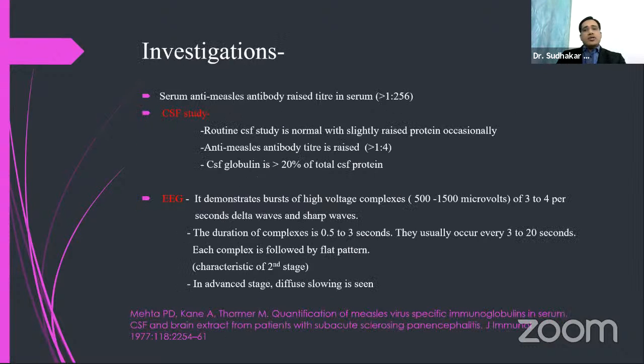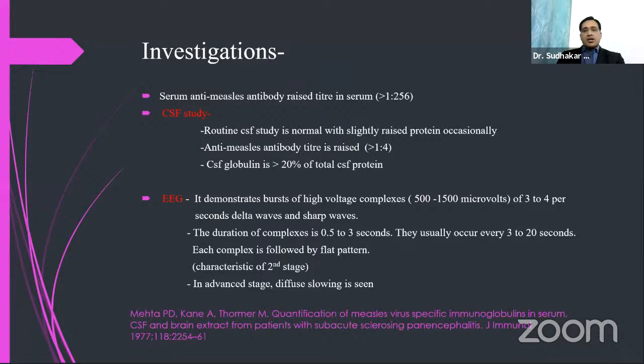So now regarding the investigations, apart from routine investigations, if we check the anti-measles antibody titer in serum, it is usually raised in the titer of 1:256. In the CSF study, the routine CSF study is mostly normal, apart from a slightly raised protein. And when we go for anti-measles antibody titer, it is raised in more than 1:4 titer, and the CSF globulin level is most often high. It is more than 20% of the total CSF protein.